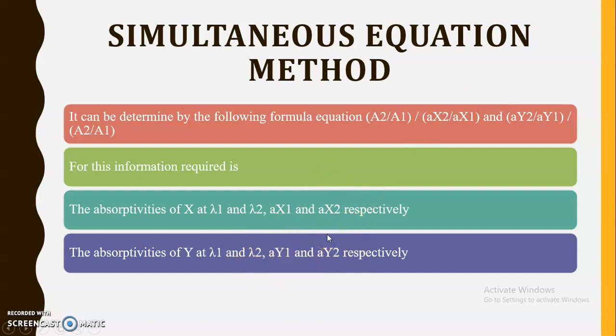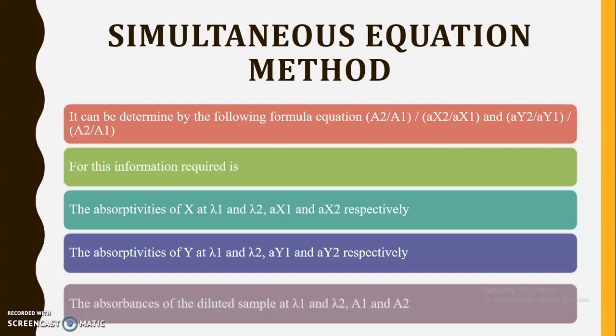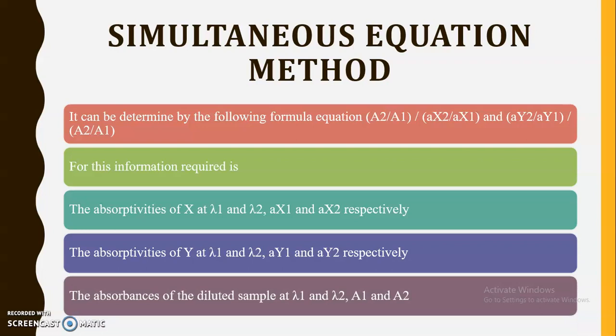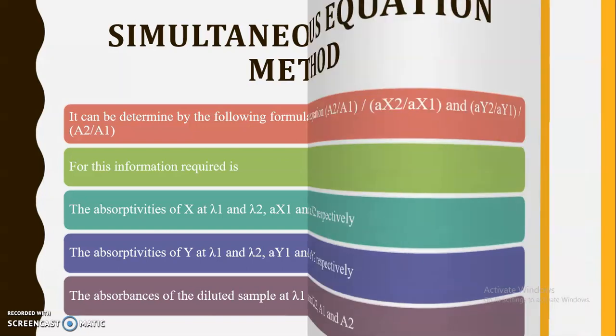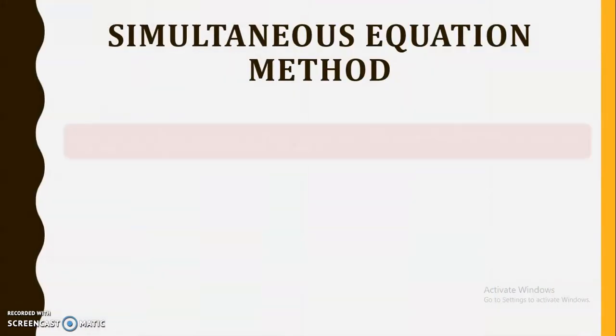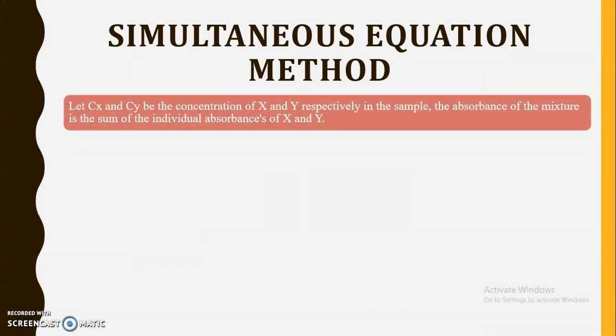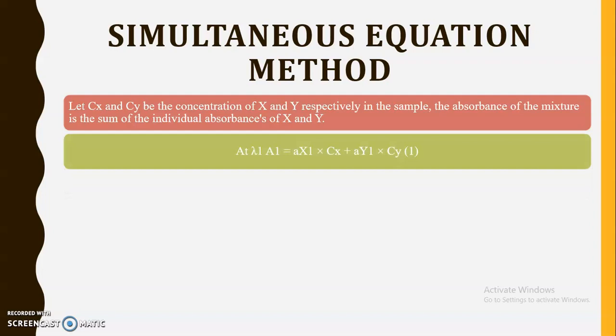They are calculated using the Beer-Lambert law equation, A is equal to epsilon bc or abc, where small a represents the absorptivity value. Then the absorbance of the diluted sample at lambda 1 and lambda 2. These are the two things required for calculation using the simultaneous equation method. Now we will consider Cx and Cy as the concentrations of X and Y respectively in the sample. The absorbance of the mixture is the sum of the individual absorbances of X and Y.